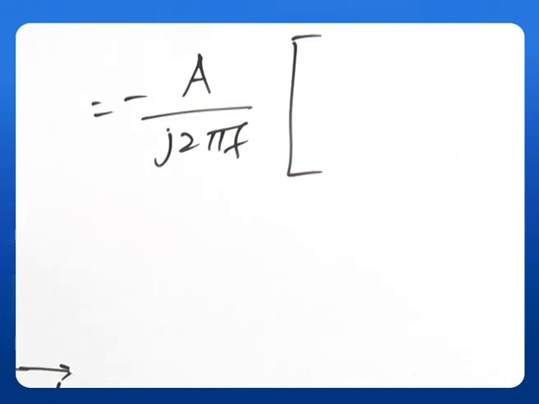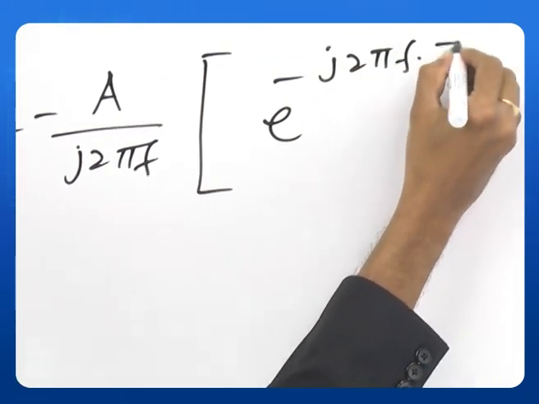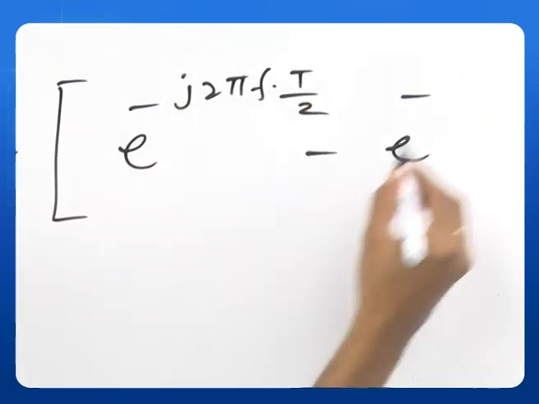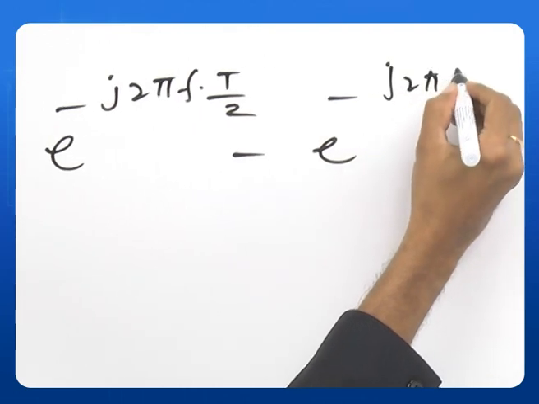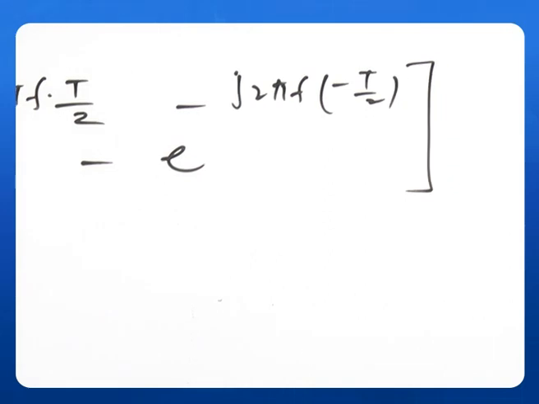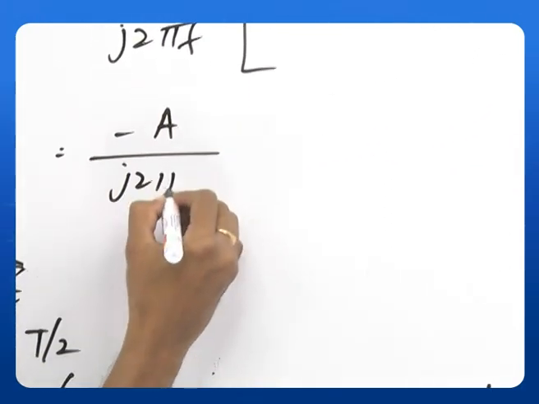How much will this be? This will be e to the power of minus j 2 pi f into T by 2 minus e to the power of minus j 2 pi f into minus T by 2, after substituting. So, this will be equal to A by minus j 2 pi f.